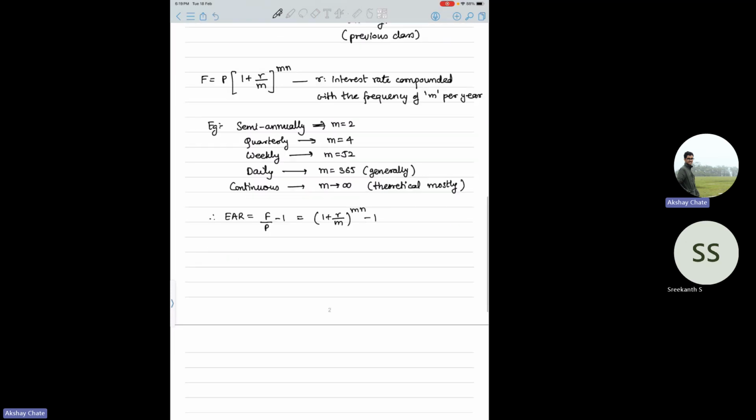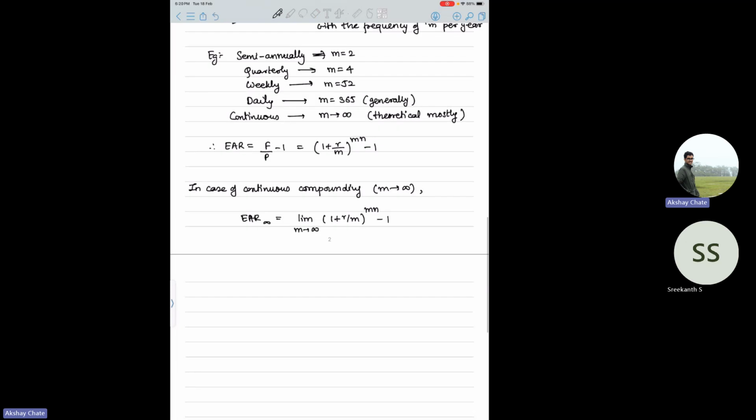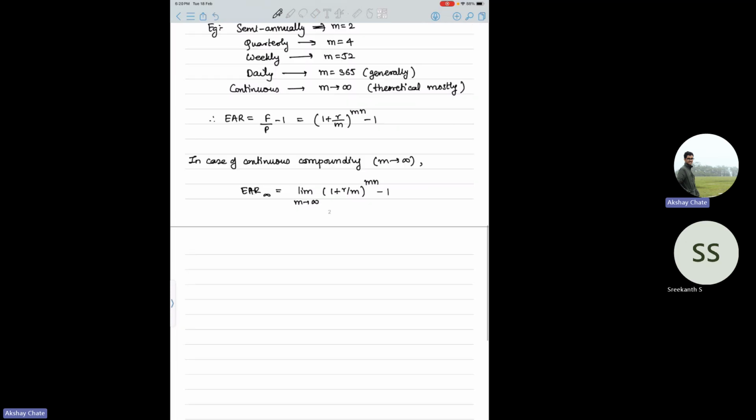And then in the case of continuous compounding, which implies that M tends to infinity, in that case your EAR, let's use the subscript infinity for continuous compounding, is nothing but the limit as M tends to infinity of (1 + R/M)^(M·N) minus 1. So here R and N are constant. The only variable is M. So you can do this.